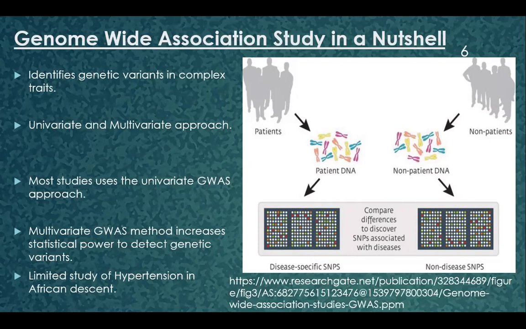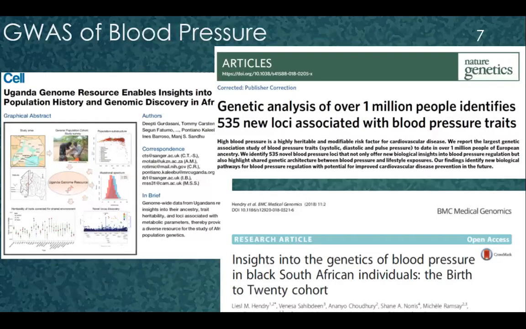The GWAS of blood pressure has been well studied. According to GWAS Catalog, there are at least 165 GWAS of blood pressure, which have identified thousands of genetic variants. This includes a recent GWAS analysis in over 1 million people. This study alone identified 535 novel loci associated with blood pressure traits.